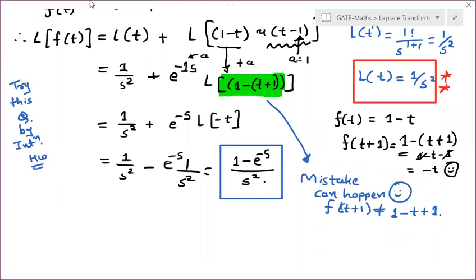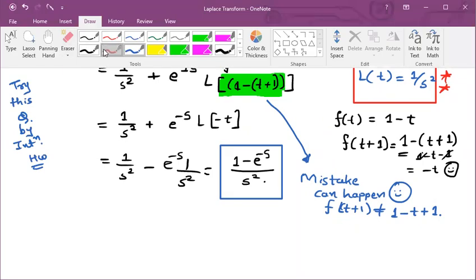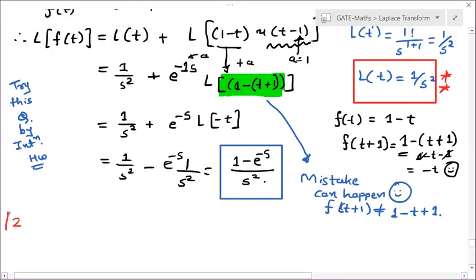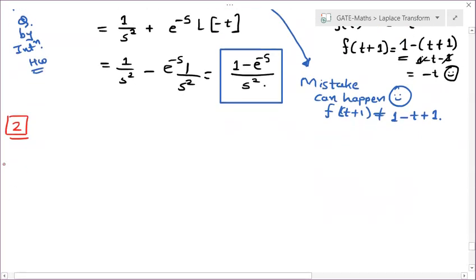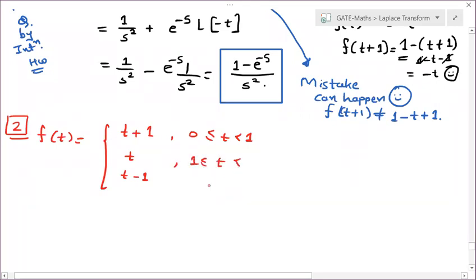Now, second question. f of t is equal to t plus 1, t, t minus 1. t plus 1 is defined for 0 less than or equal to t less than 1, t is defined for 1 less than or equal to t less than 2, and t minus 1 is defined for t greater than or equal to 2. Okay, so how can we write this?